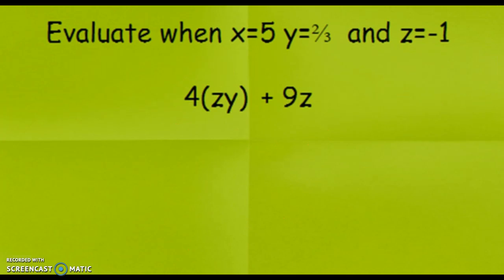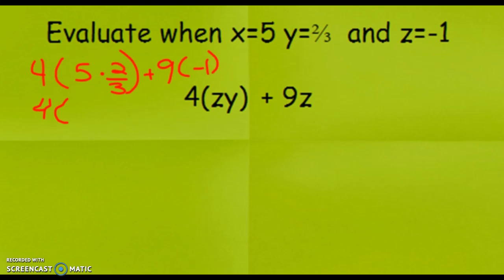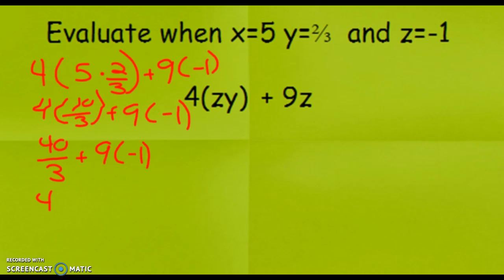Okay, let's do one more. So I have 4, then 5 times 2/3 plus 9 times -1. So I'm going to do what's inside my parentheses first. So 5 times 2 is 10/3. So I have 4 times 10/3 plus 9 times -1. This would be 40/3 plus 9 times -1. Now I can do that 9 times -1, which is -9.